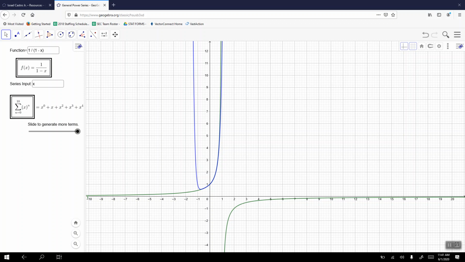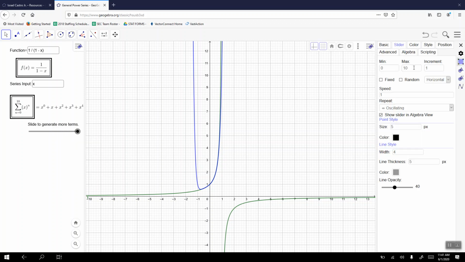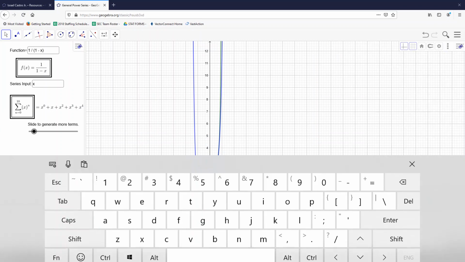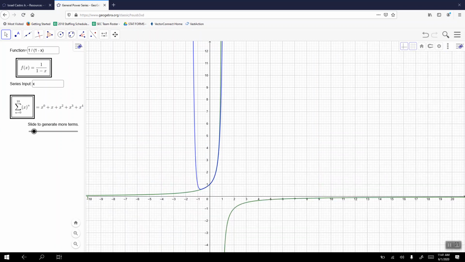All right. Now, n is equal to 10. Yeah, still not good enough, right? Not good enough. All right. So what I'm going to do is extend this over to 100 and we're going to see what happens here. All right. There we go.